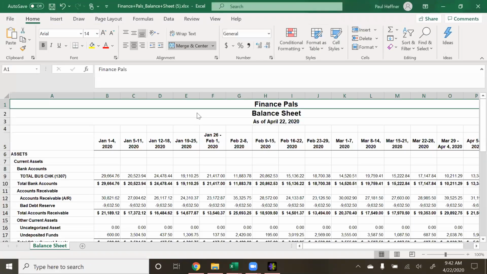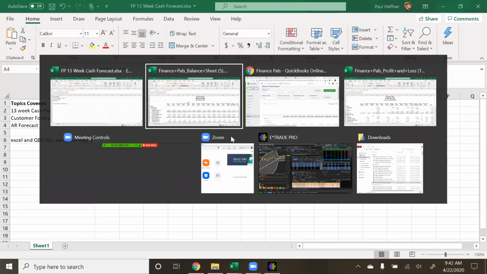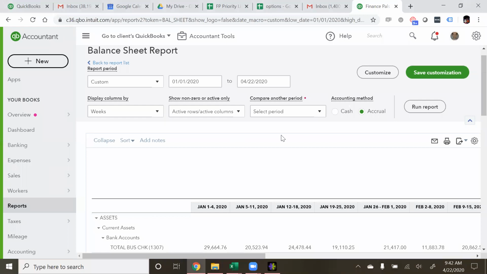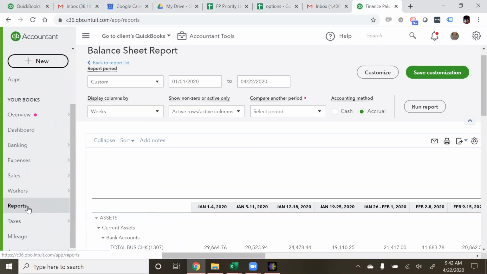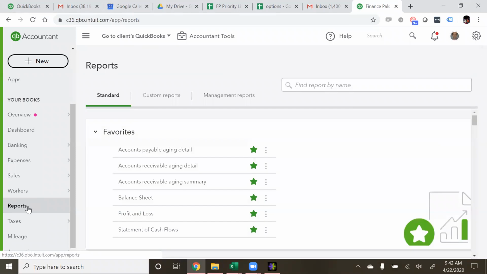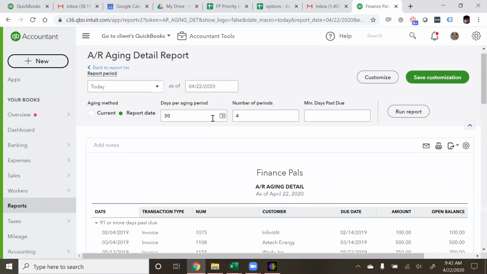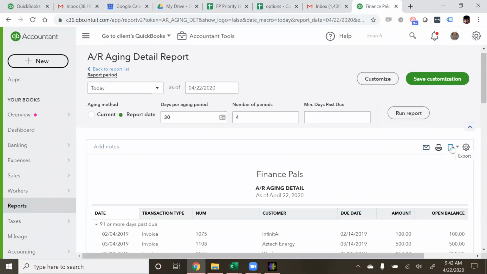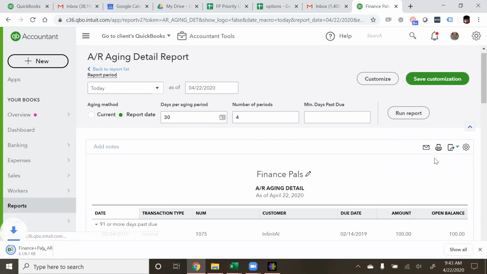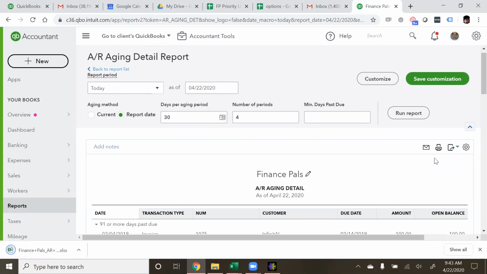Before we do that though, let's go ahead and pull the other 2 reports. Let's do the AR detail first. We could also do AP and other things like that. It's basically the same thing, but if I show you AR, I figure you can do AP on your own. So we'll export this. And this is a snapshot of where we are right now.